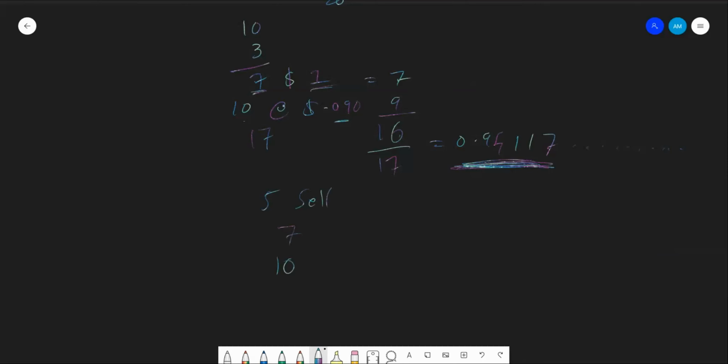Now the answer for this under AVCO, or the weighted way to do it, is we no longer have 7 and 10. We now have 17. We lump them and their average cost is 0.94117, right? So we would value what is this?